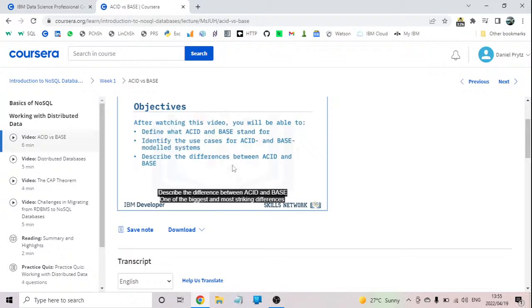Question 3, describe the differences between ACID and BASE. There are our questions. All right, looks like we can start, I think.